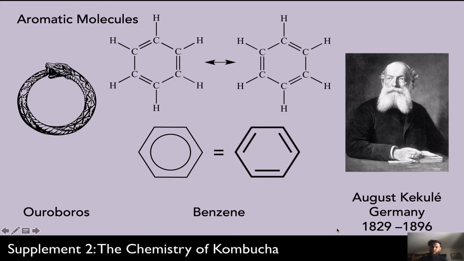This was first discovered by this dude on the right-hand side here, August Kekule, who was a German chemist that lived in the 19th century. He had the empirical formula for benzene. He knew that it was C6H6, but he couldn't figure out for the life of him what the structure was. And he had drawn it this way. Was it the diagram on the right, or was it the diagram on the left?